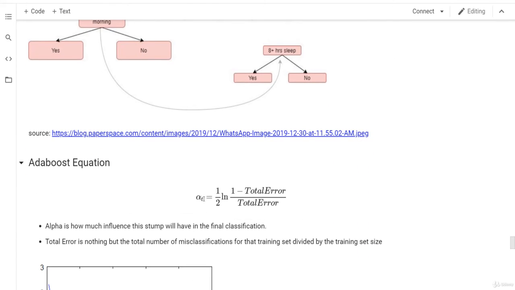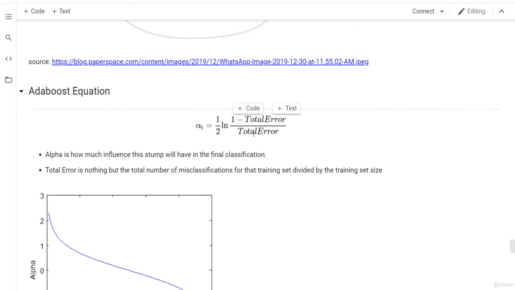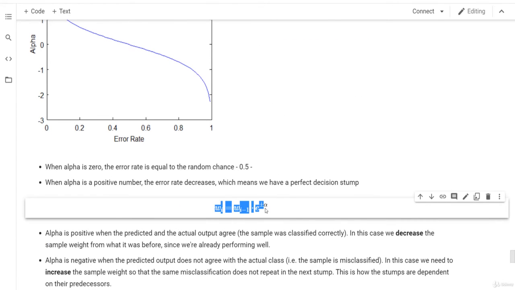So we have alpha for each decision stump. And after we find alpha using the total error, which is the misclassification divided by the training set size, we will just update the weights for each sample for this decision stump, given the previous weight for this specific sample. We will increase the weight of this sample if this stump is misclassifying this sample, and we will decrease the weight if this decision stump is classifying it correctly.